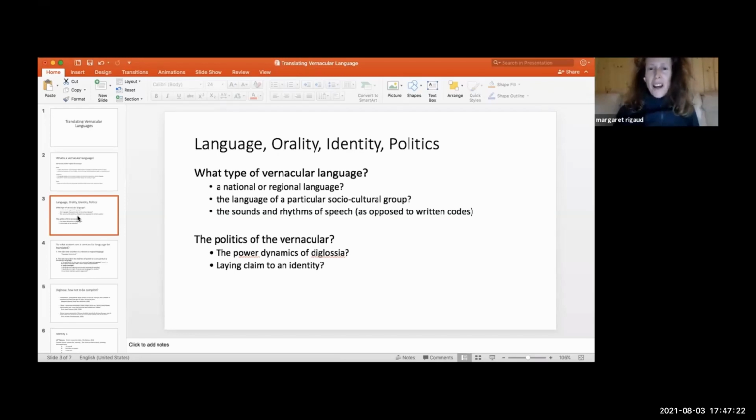And obviously all of these things are interrelated. And the reason why I think all of these questions are important is because ultimately, as a translator, you want to know what is going on. And one of the things that will interest you is to ask yourself, what is the vernacular doing in the text? Is it there to validate the power dynamics of diglossia? Or is it, on the contrary, there for the author or the narrator or a character to lay claim to an identity? So these are two very different things. In fact, they're radically at odds with each other, and they demand radically different types of strategies.